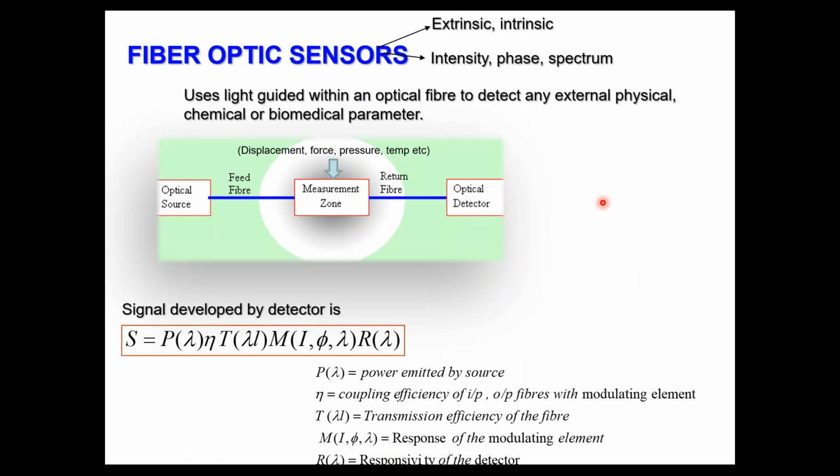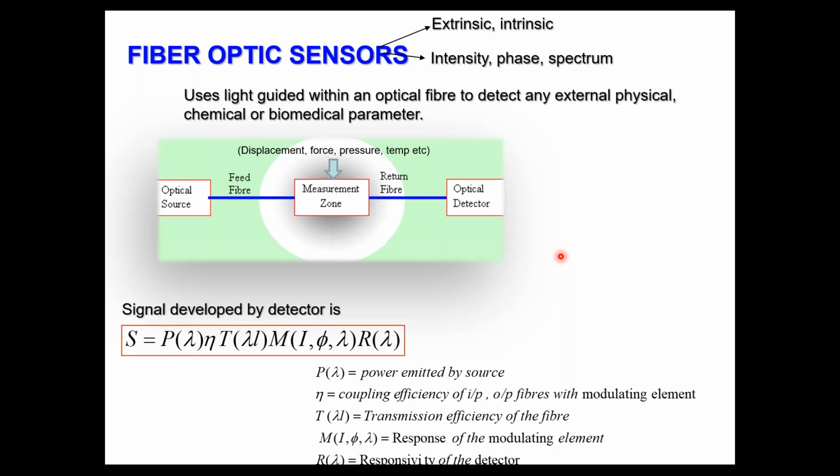But when we come to the fiber optic sensors, we have an optical fiber which interacts with the measurement, and this measurement can somehow alter some characteristic of the light that is passing through the fiber. It can be phase, it can be intensity, or it can be the wavelength of the light that is passing through the fiber. So it can be altered.